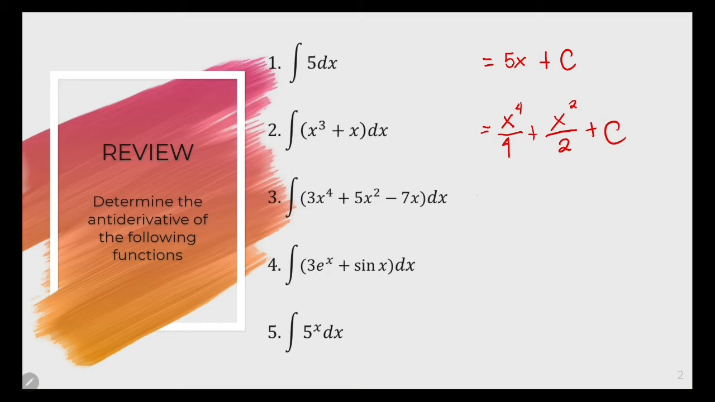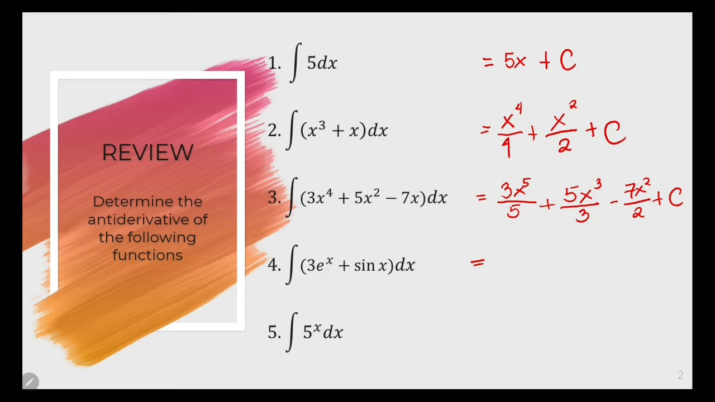For number 3, this is the same as number 2. Applying that, the integral of 3x to the power of 4 plus 5x squared minus 7x dx is 3x to the power of 5 over 5 plus 5x cubed over 3 minus 7x squared over 2 plus the constant c.